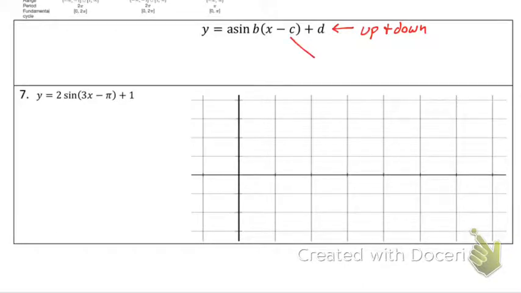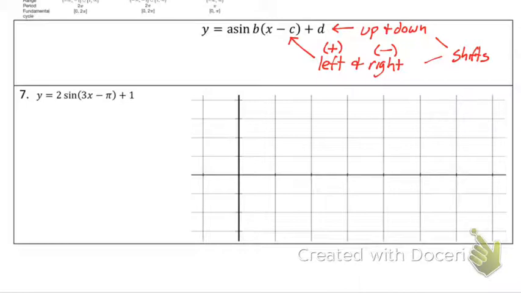This C here is going to go left and right. It's going to go left if it's positive. It's going to go right if it's negative. I should also note that these are shifts. So if I have a positive 3, it's going to go left 3. If it's a negative 3, it's going to go right 3.